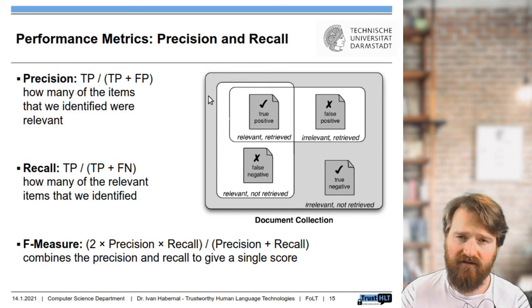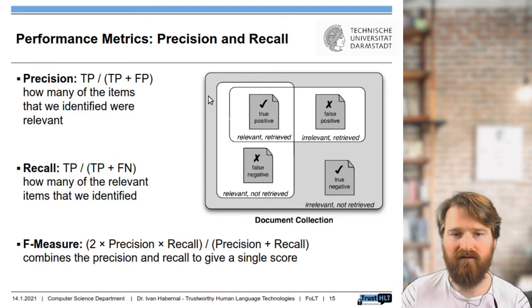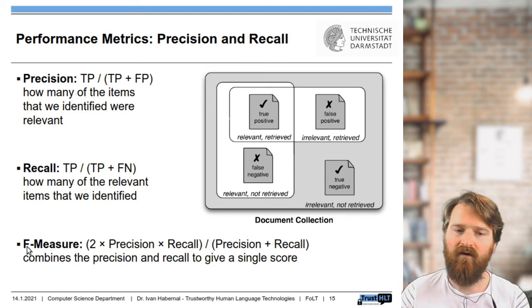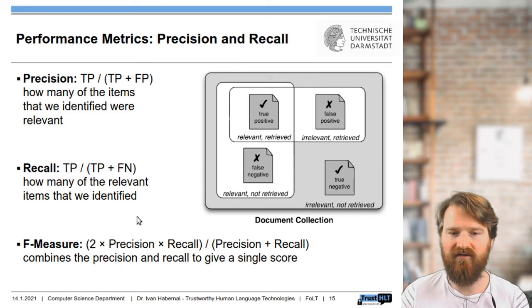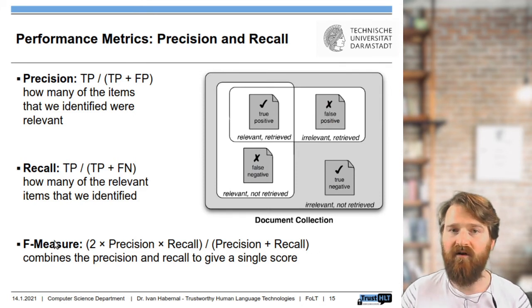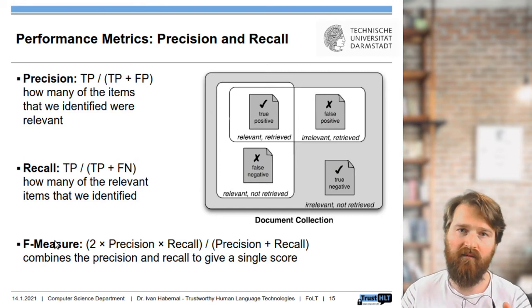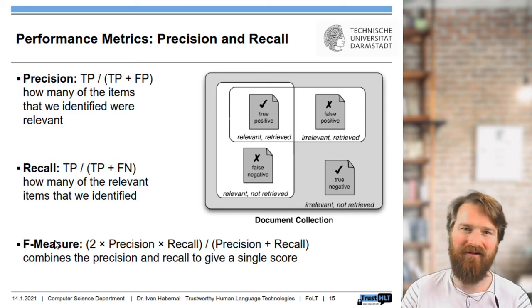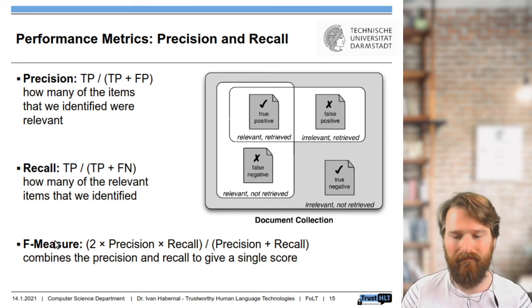Having just two numbers is not really helpful for evaluating a single system, compared to accuracy, for example. So we have something called the F1 score or F measure. It is the harmonic mean of precision and recall: 2 times precision times recall divided by precision plus recall. It combines these two measures together and gives a single score. Precision, recall, and F measure are all between 0 and 1, where 0 is very bad, it can't be any worse, and 1 is a perfect system.